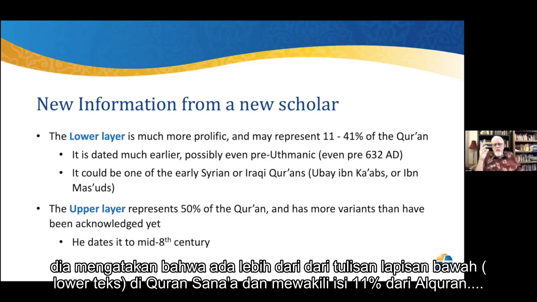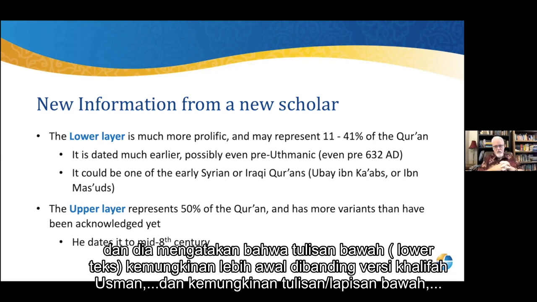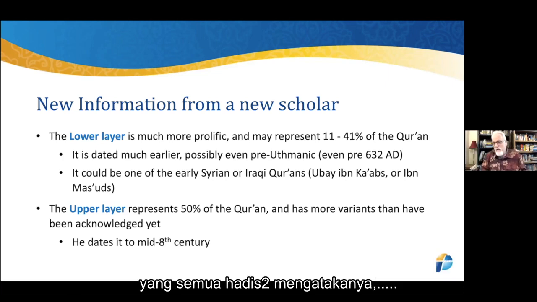He said that there is much more of the lower text and that it contains almost 11% of the Quran. Ooh, and he says, wait till you find out what we've now found in that lower text. It does not agree. And it has even more damaging variants than what she has put out. He puts the lower text earlier than Uthman. In fact, he said the lower text could even be pre-Muhammad, pre-632. And he says this could be the text from Kufa, from Iraq. This could be Ibn Masud's text that all the traditions talk about.